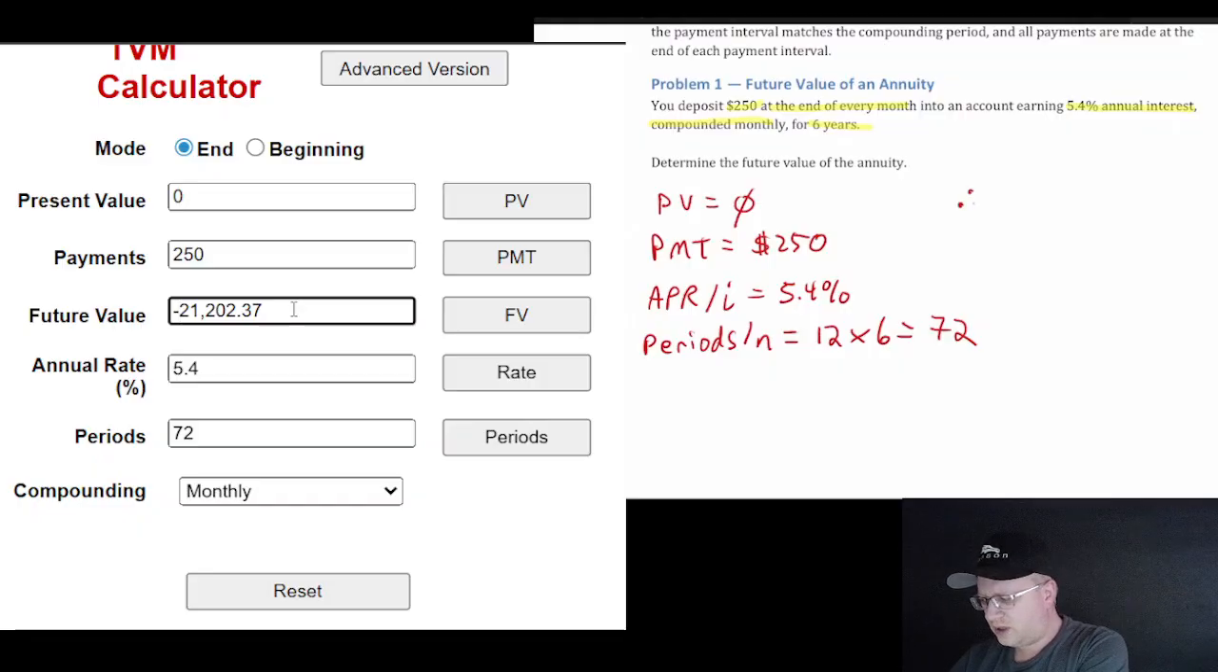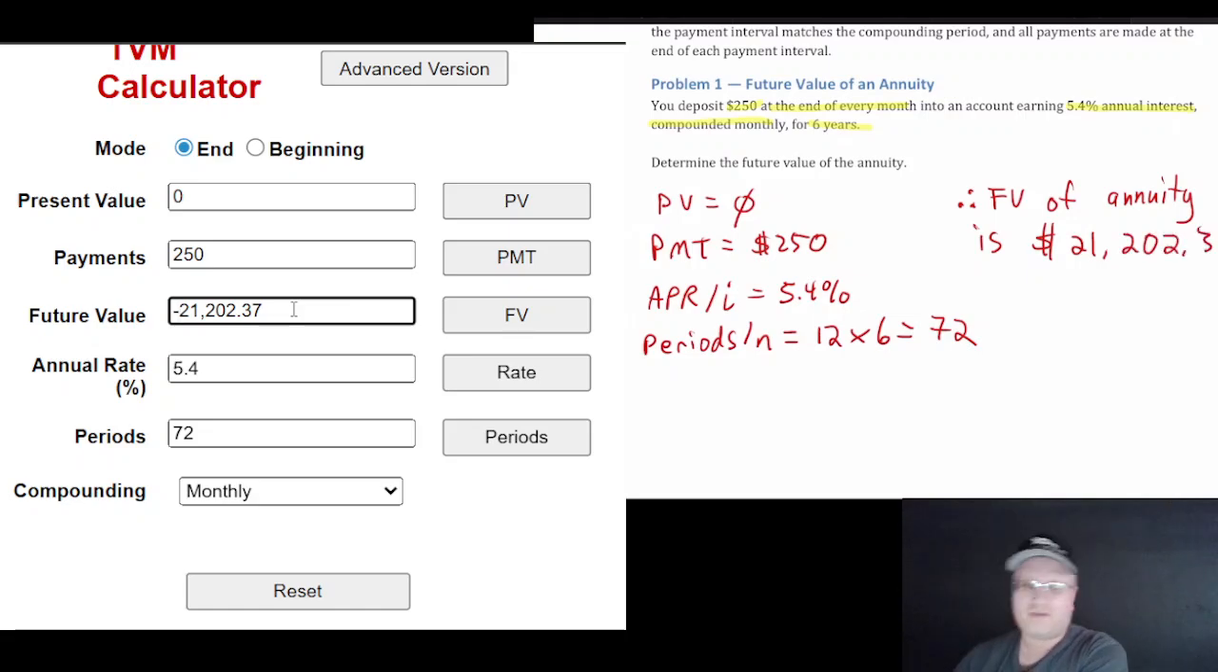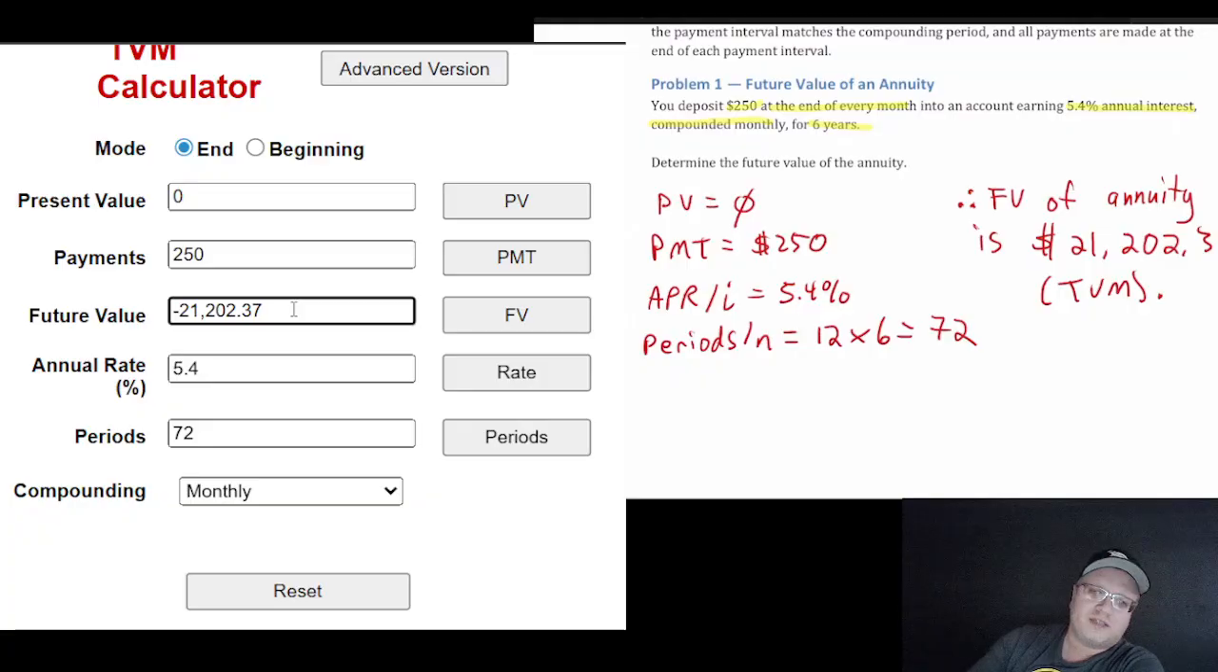So therefore, future value of the annuity is $21,202.37. If you are doing this on a quiz or test, I want you to tell me where you found the answer. I don't mind if you use the TVM solver, but just put TVM in brackets or something so I know where the answer came from versus ChatGPT gave you the answer.